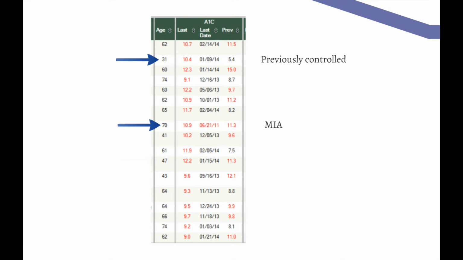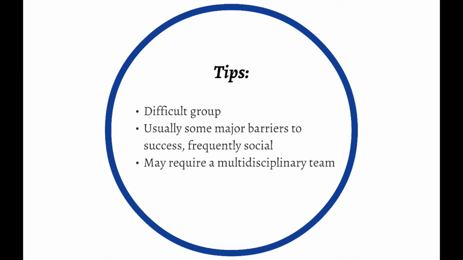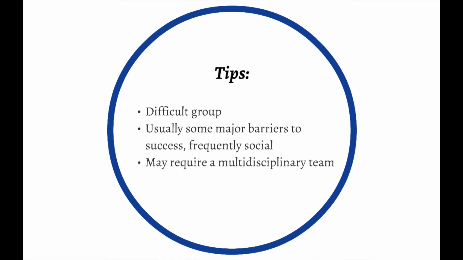The next group is patients who are chronically uncontrolled. These are a more difficult group, as there is usually some kind of major barrier to their success, frequently socioeconomic. This is a good time to utilize your multidisciplinary team, including care management, social work, pharmacy, and nutrition to help these patients.